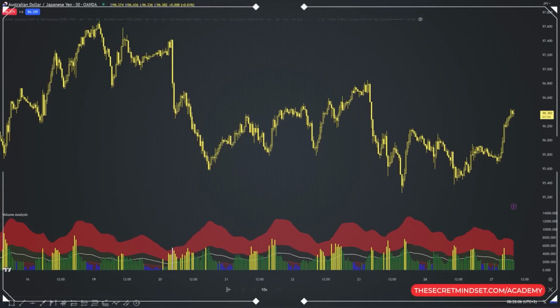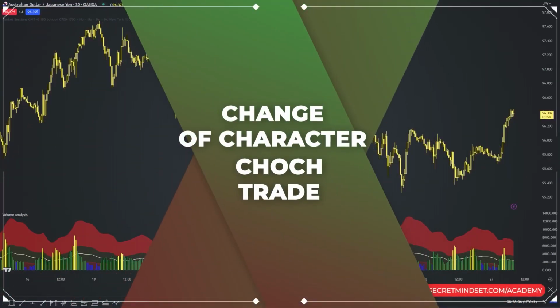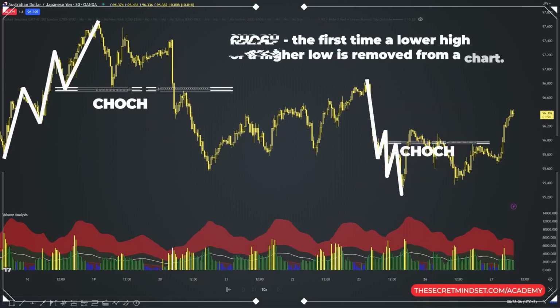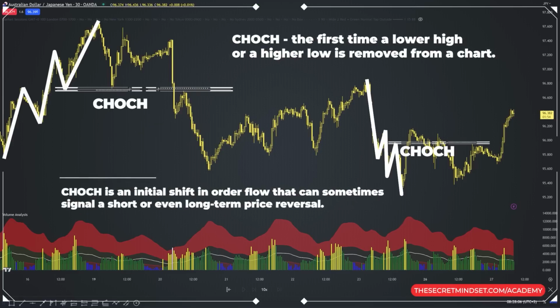Another entry, and maybe the most conservative and the most delayed one, is after a break of market structure on lower timeframes. A change of character if you're an ICT student. In simple terms, the first time a lower high or a higher low is removed from a chart is known as a CHoCH. A change of character marks an initial shift in the order flow that can sometimes signal a short or even long-term price reversal.